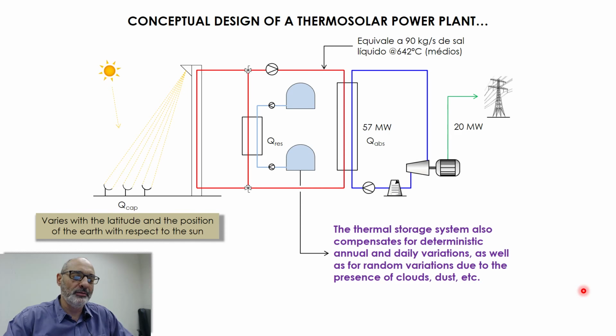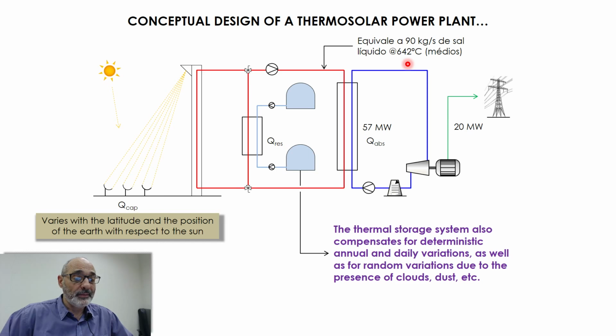Just to give you an idea of how we could do this, okay, let's take a look at our power plant, how it's beginning to take shape now. Okay, let's revise everything. We know that the surplus power is 20 megawatts. We need to absorb 57 megawatts from the heat source, okay, from the primary cycle, at these conditions, roughly. Sorry for the Portuguese, 90 kilograms per second at 642 degrees on average, okay?